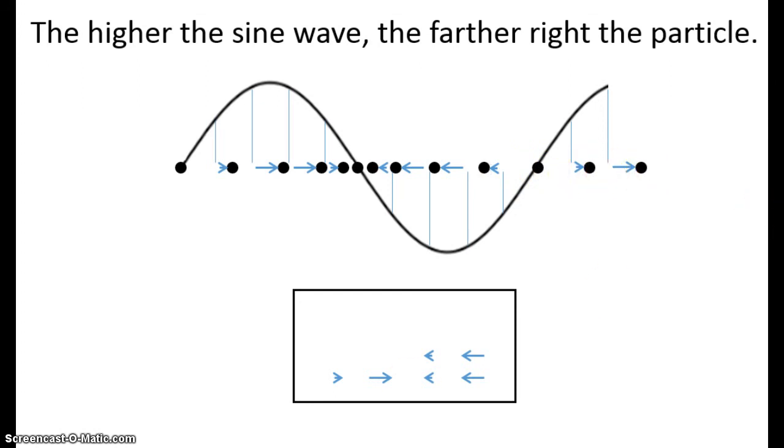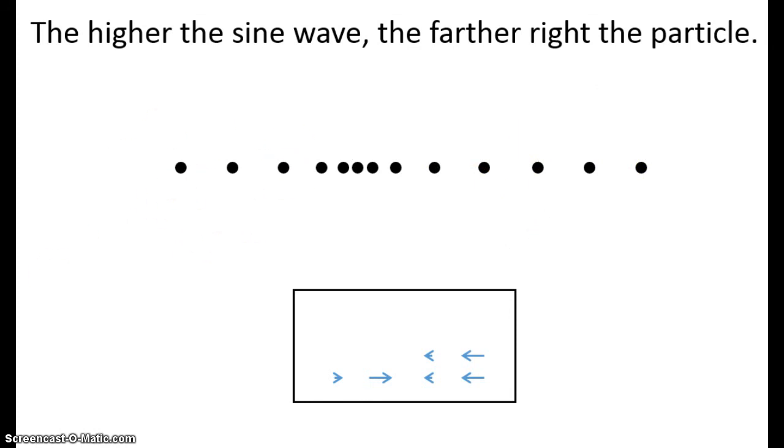I'm going to clean this picture up by removing the vertical lines and the arrows. Look at what we have. We have a compression right here. There's the center of a compression. We have a rarefaction right here. The particles are all expanded, centered around this point. And right here we also have a rarefaction. If I take away the sine curve, it's a little easier to see.